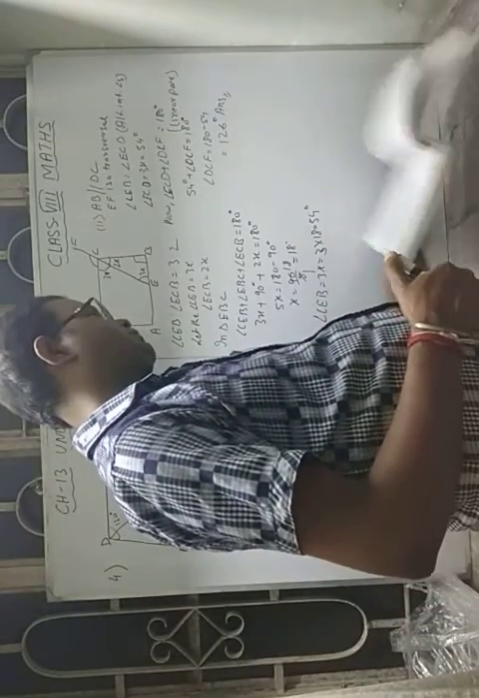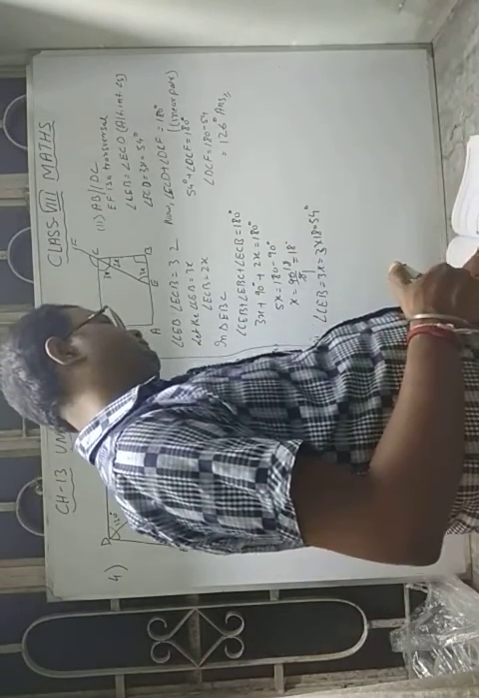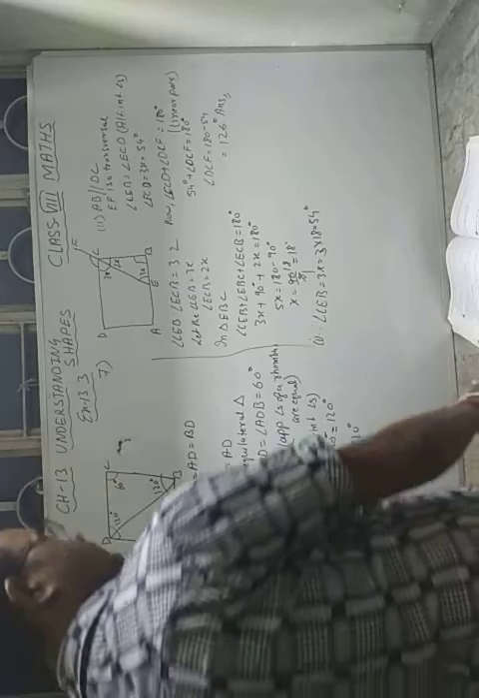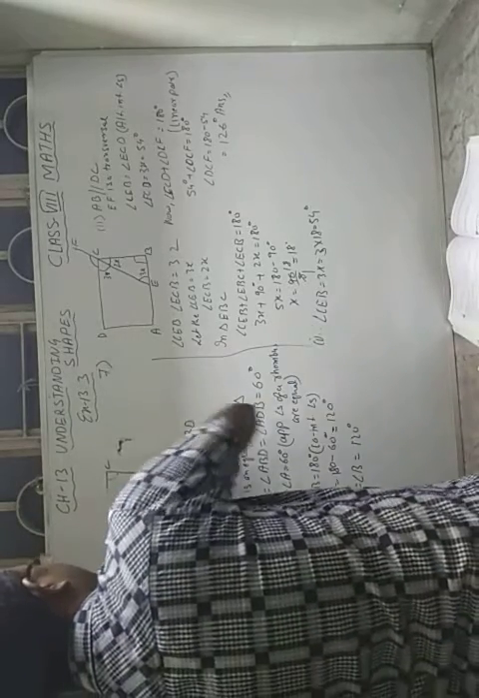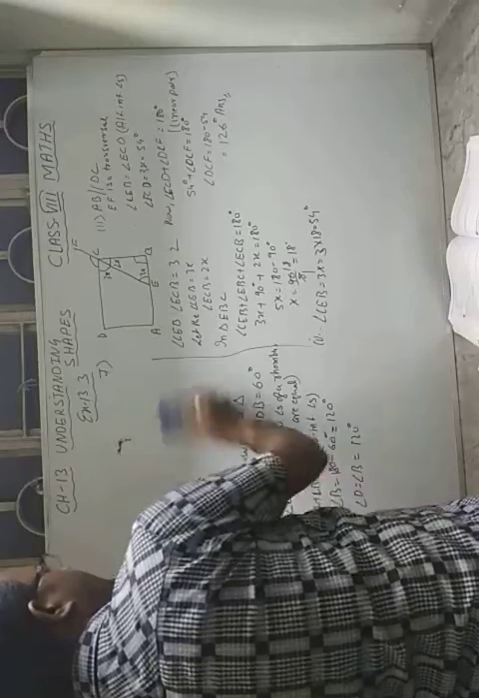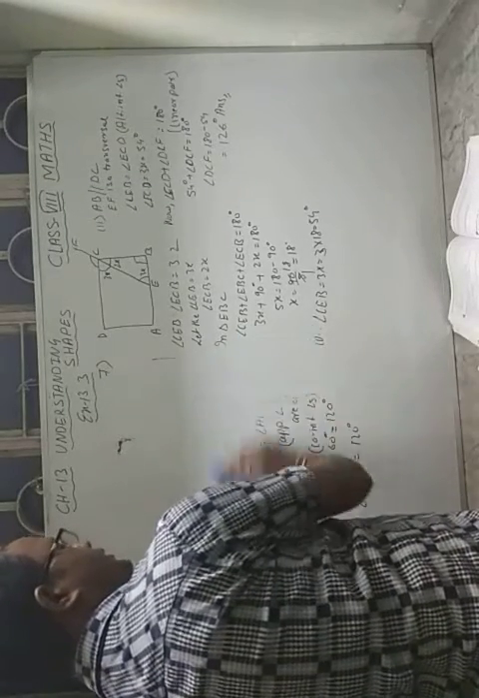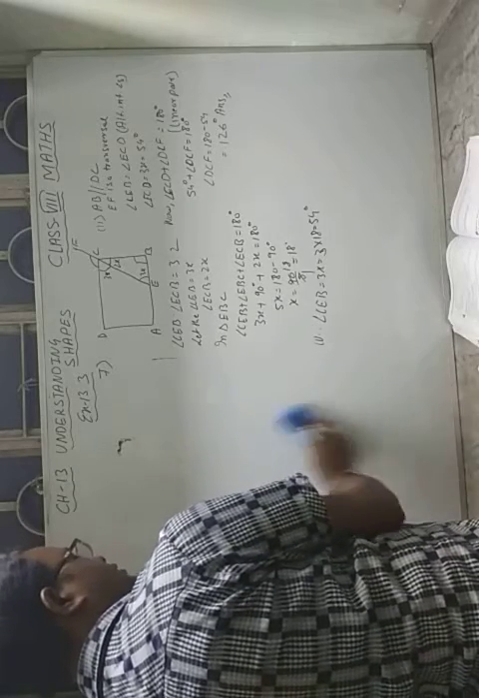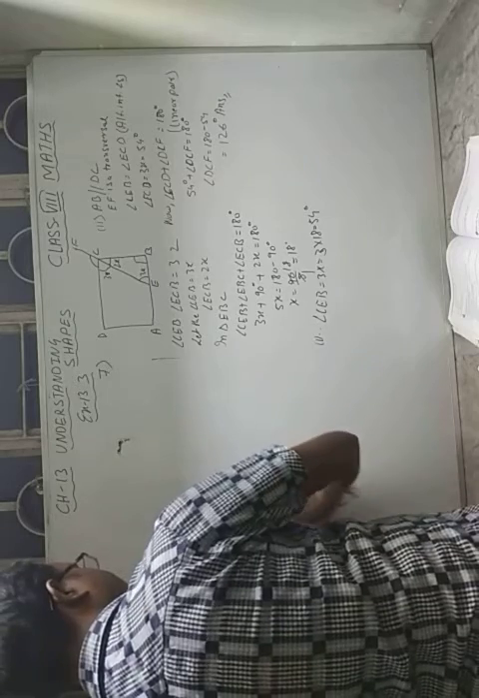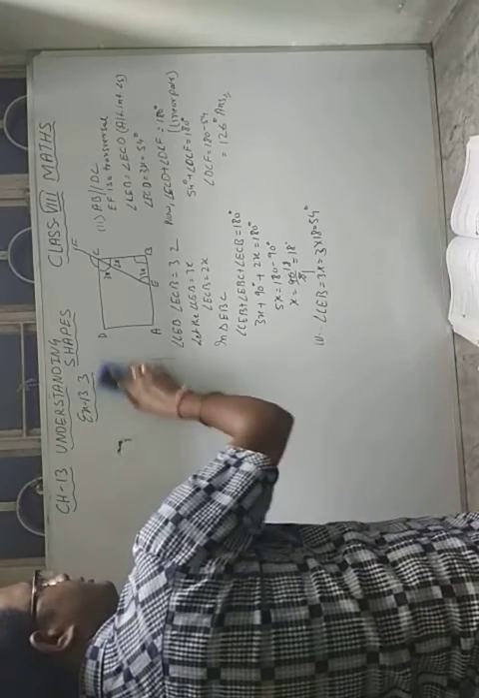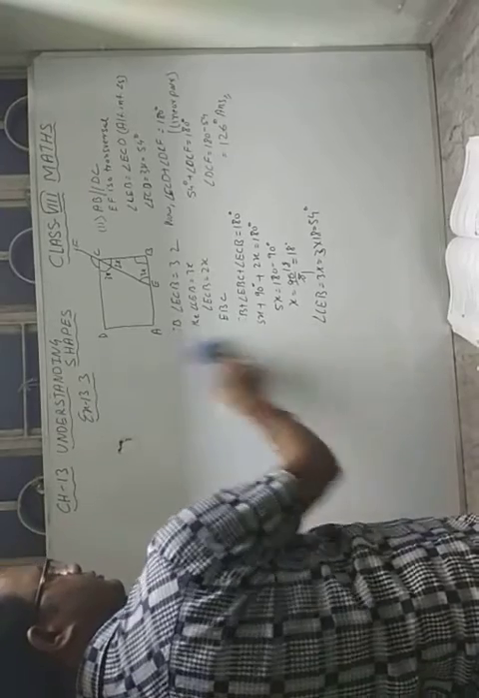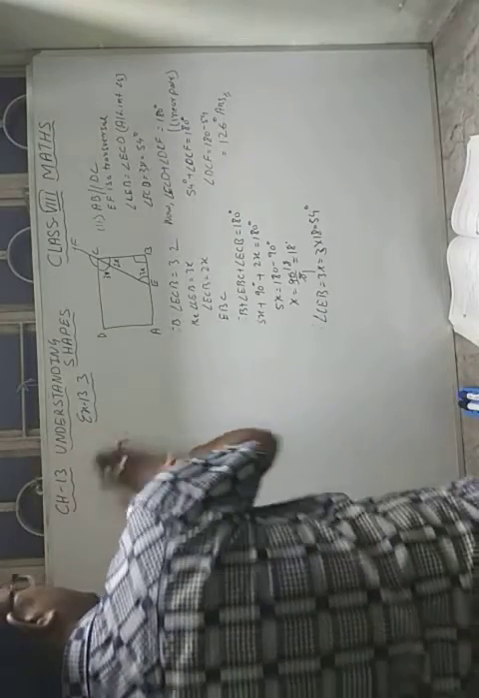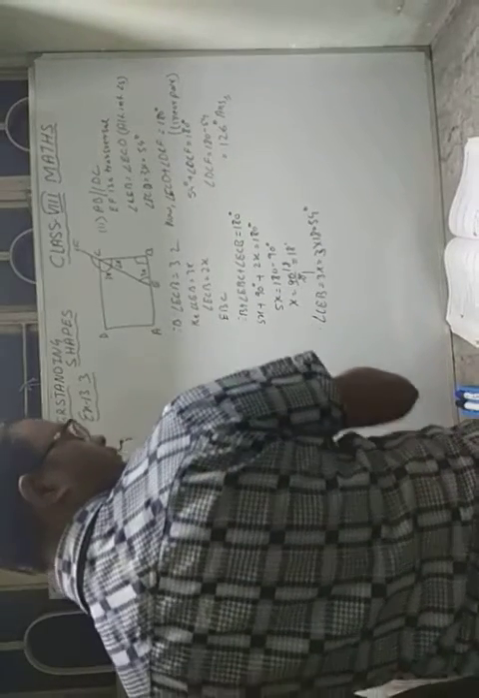Now we will move to the next question. Another important question, question number 11, I will do. It is the question of a kite, another type of quadrilateral. What is a kite? A kite is again a four-sided figure whose adjacent sides are equal. In a kite, adjacent sides are equal and the vertical diagonal will bisect the horizontal diagonal at right angles, perpendicularly.